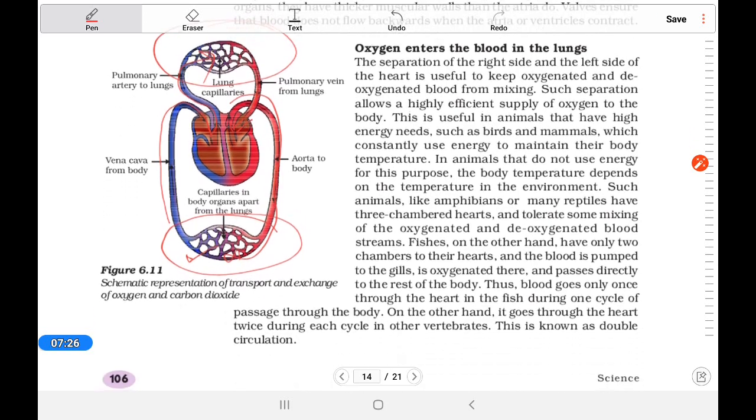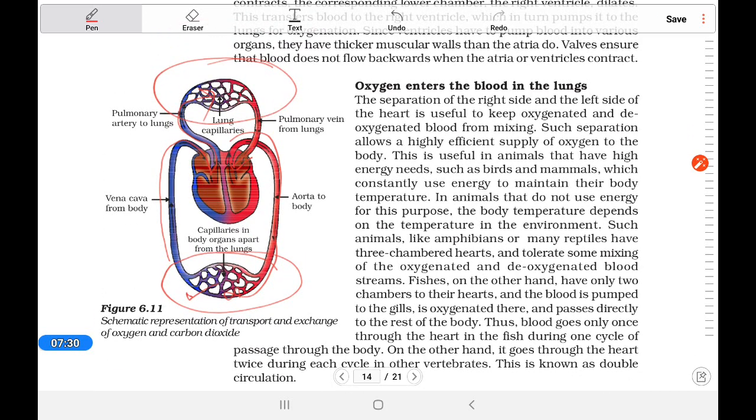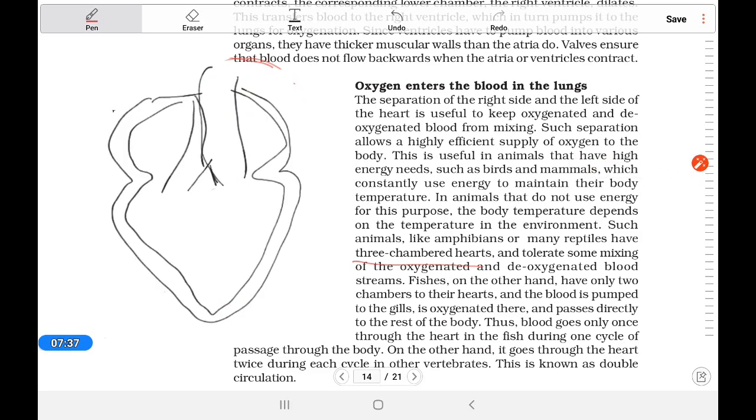In different other animals, it shows like amphibians. Amphibians have a 3-chambered heart, and in the amphibian heart you can see that oxygenated and deoxygenated blood will mix together. The mixture takes place in the ventricle, because the ventricle is not separated like in humans.